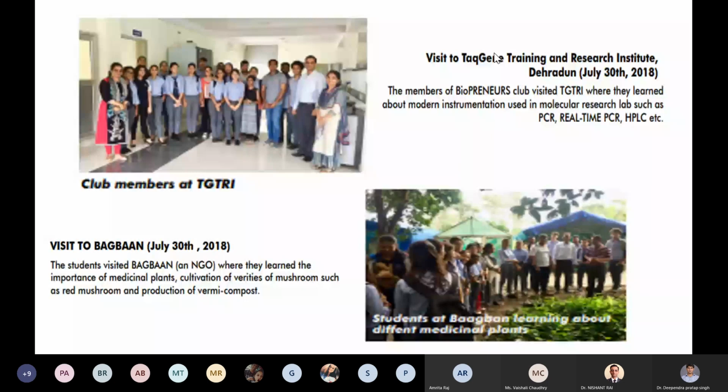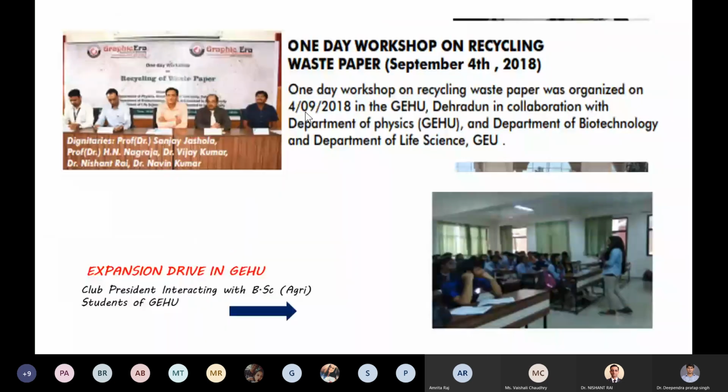And then in 2018, the Biopreneurs Club conducted a one-day workshop on recycling waste paper and printing, in which students learned. This workshop was conducted in collaboration with the Department of Physics, Graphic Era Hill University, which has a good waste paper recycling facility in the basement. Their students learned how the waste paper produced in the university, the Bhimtal campus, is handled.